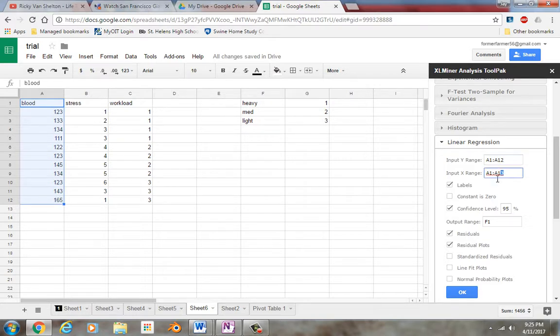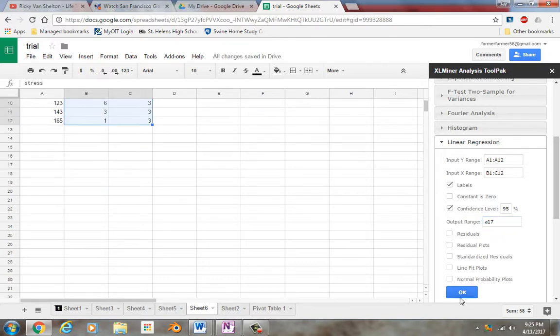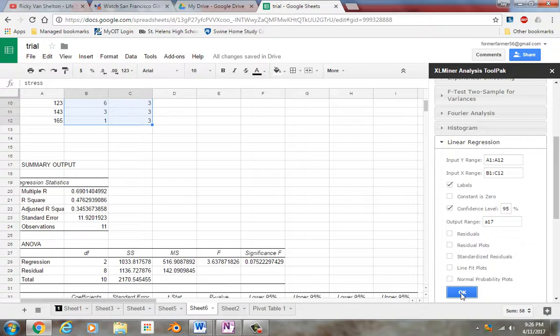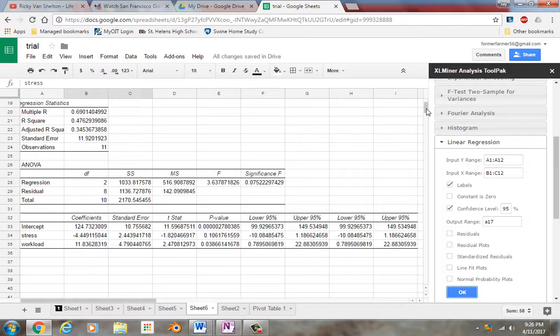There's my y's. Okay. And here are my x's this time. Both of those are my x's. Now, when we get into multiples, I don't really pay attention to residuals anymore. I just do this business. And let's put our output in, I don't know, A17 or something. Okay. Didn't I hit enter? Thought I hit OK. There it is. Alright, so first things first.